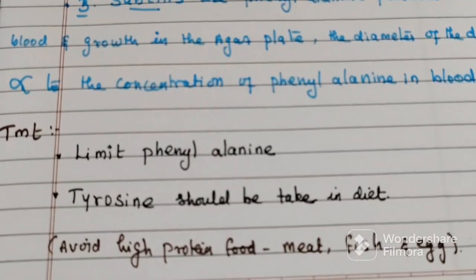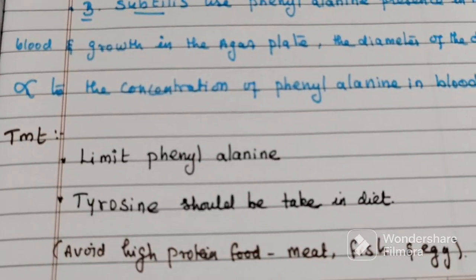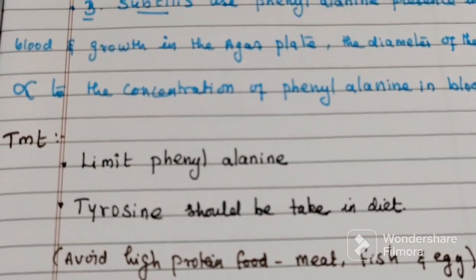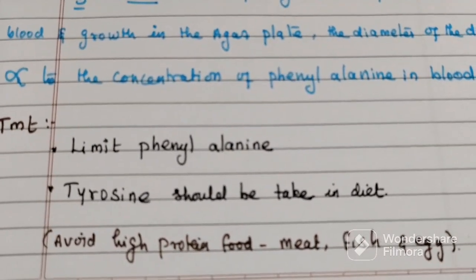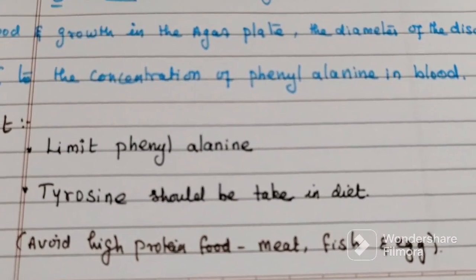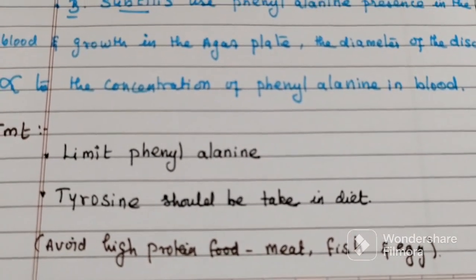Then treatment. Limit phenylalanine intake. Tyrosine should be given in the diet. Avoid high-protein foods like meat, fish and egg.